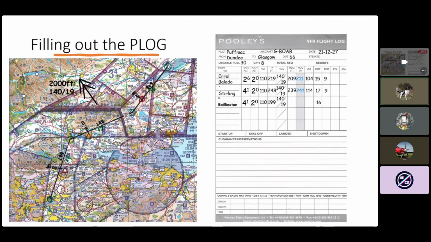So Martian, do you want to do the final leg from Stirling to Bailiston? Yeah, I've already been working on it in the background. So distance 16 nautical miles. Course is 199. The true airspeed 110 knots. Wind direction 140, wind speed 19 knots. And that gives me a ground speed of 99 knots.